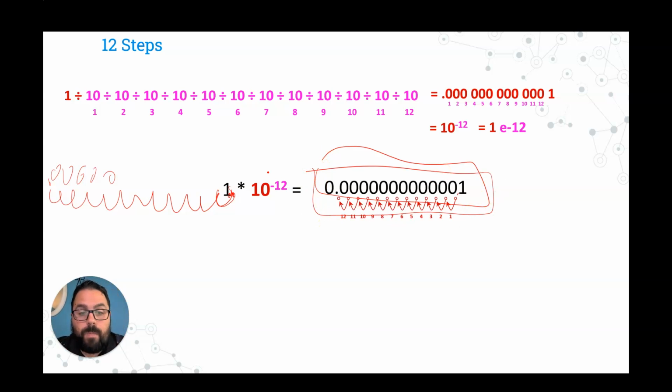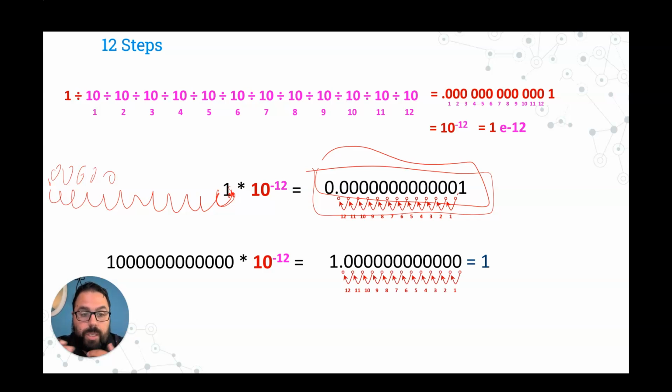Okay. Now, I want you to think about this in reverse. If we took a trillion and multiplied it by 10 to the negative 12th, what answer would you get? If we did our decimal moving trick, you're going to move this 12 places and you should end up at 1. Another way to write 1 trillion is 10 to the 12th. So that means if you multiply 10 to the 12th by 10 to the negative 12th, you get 1.